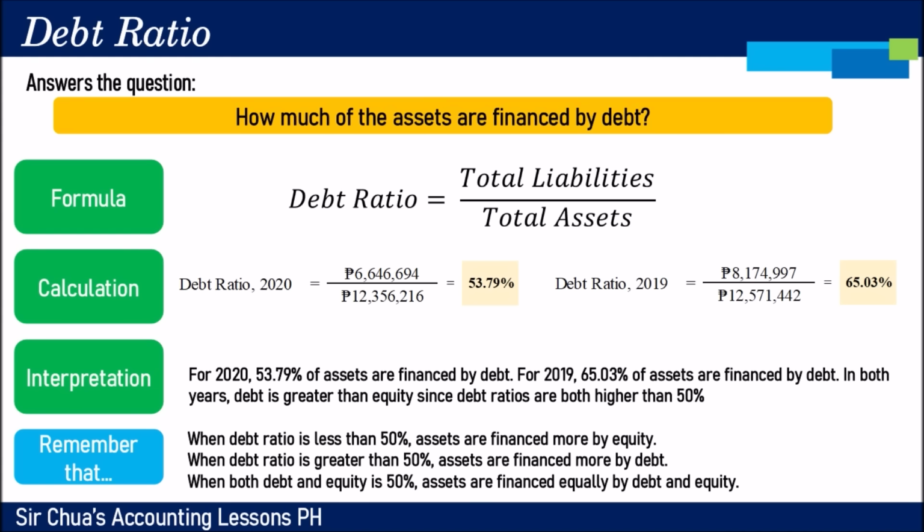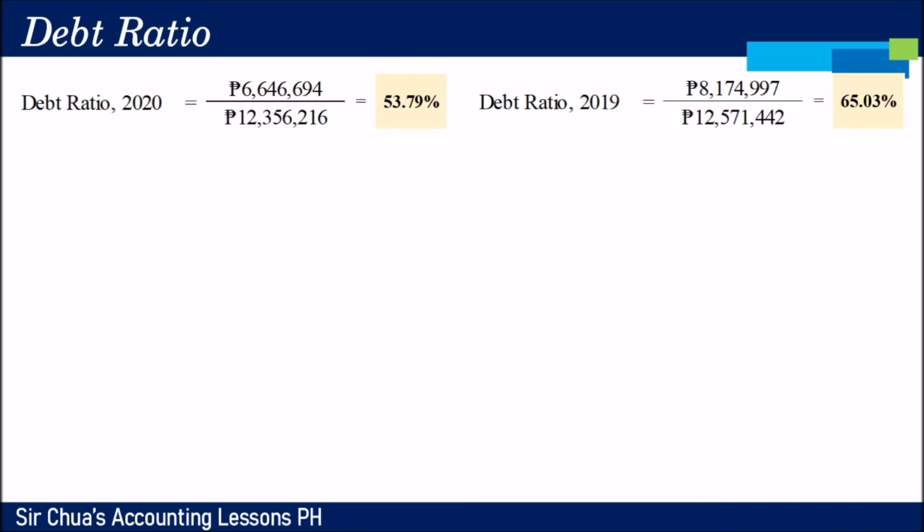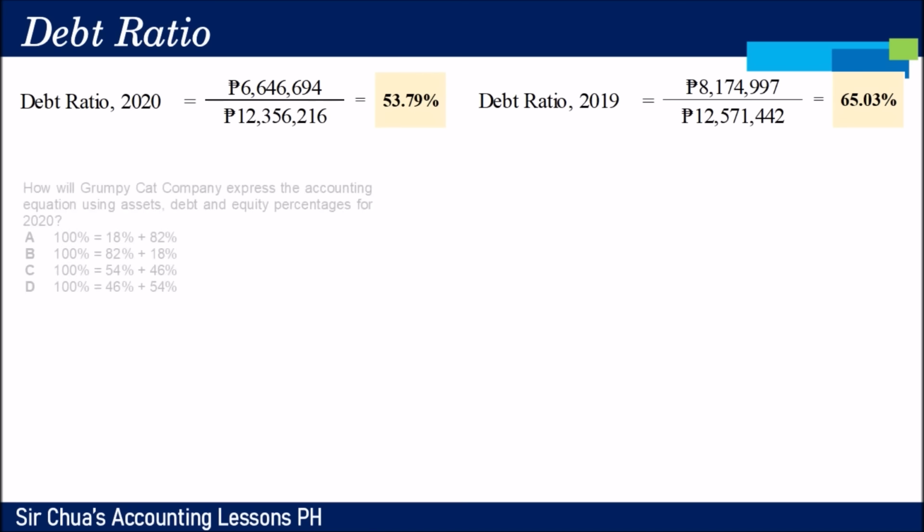When debt ratio is greater than 50, assets are financed more by debt. Mas malaki ang utang mo, di ba? And then, when both debt and equity is 50%, equal financing, no? Assets are financed equally by debt and equity. Now, coming from this information, let's answer these questions.